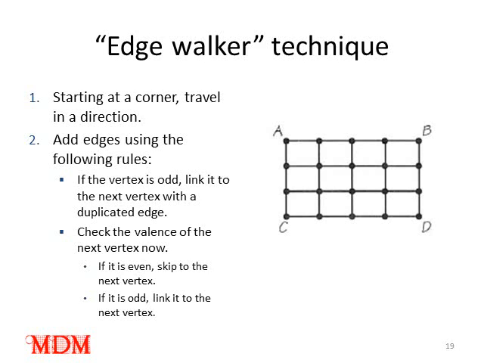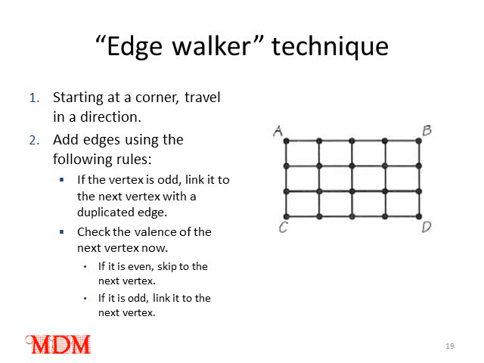In order to do that, we'll use the edge walker technique. Starting at a corner, travel in a direction. Let's start at the corner labeled A, and let's travel along the edges in a clockwise rotation. It doesn't matter which corner you choose to begin, and it doesn't matter whether you choose to go in a clockwise or counterclockwise rotation, but you are going to be walking around the edge of the network.